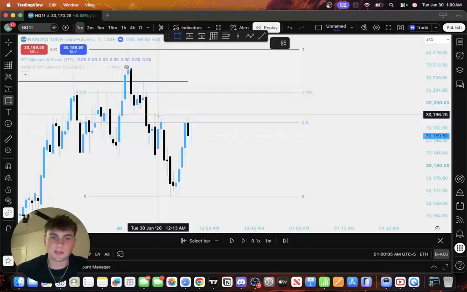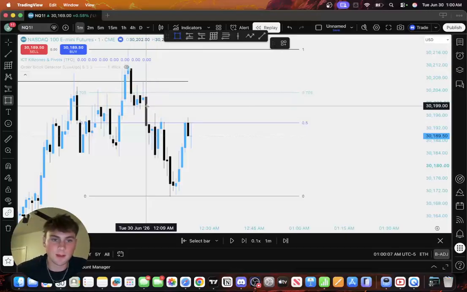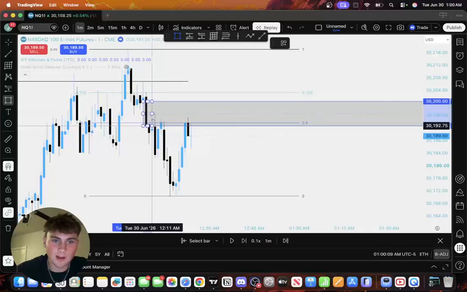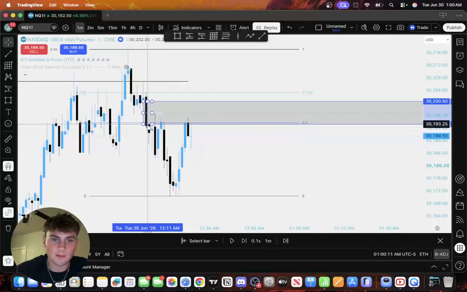You kind of want to use other confluence, like fair value gaps, stuff like that. So basically, put it right here to here, and that's obviously a fair value gap.